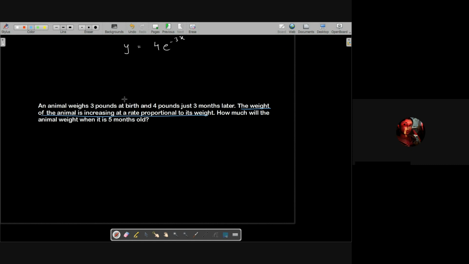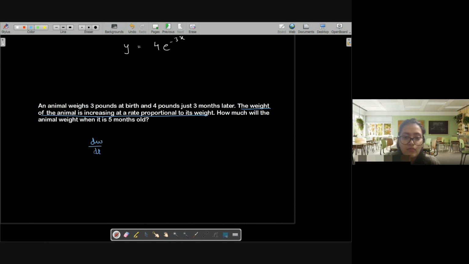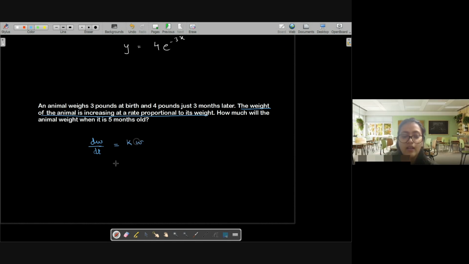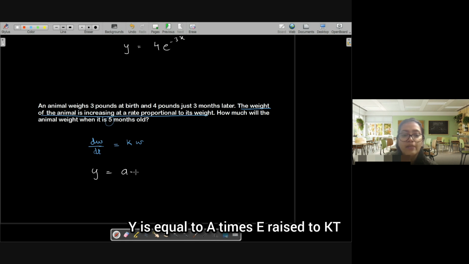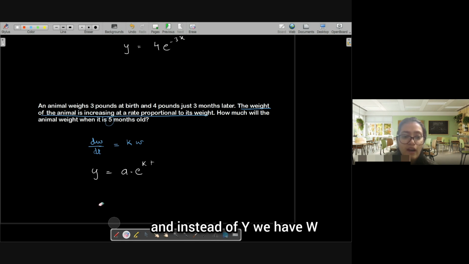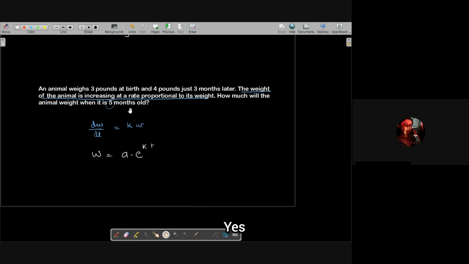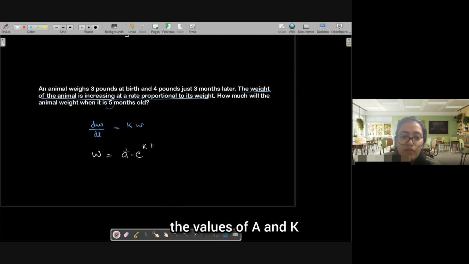So dw over dt equals kw. That's the differential equation. Now if we want to find out how much it will weigh when it is 5 months old, definitely first we need to solve this equation. Its solution is given by y is equal to a times e raised to kt, and instead of y we have w because this is weight. The dependent variable is w. Now from the question we need to figure out the values of a and k.